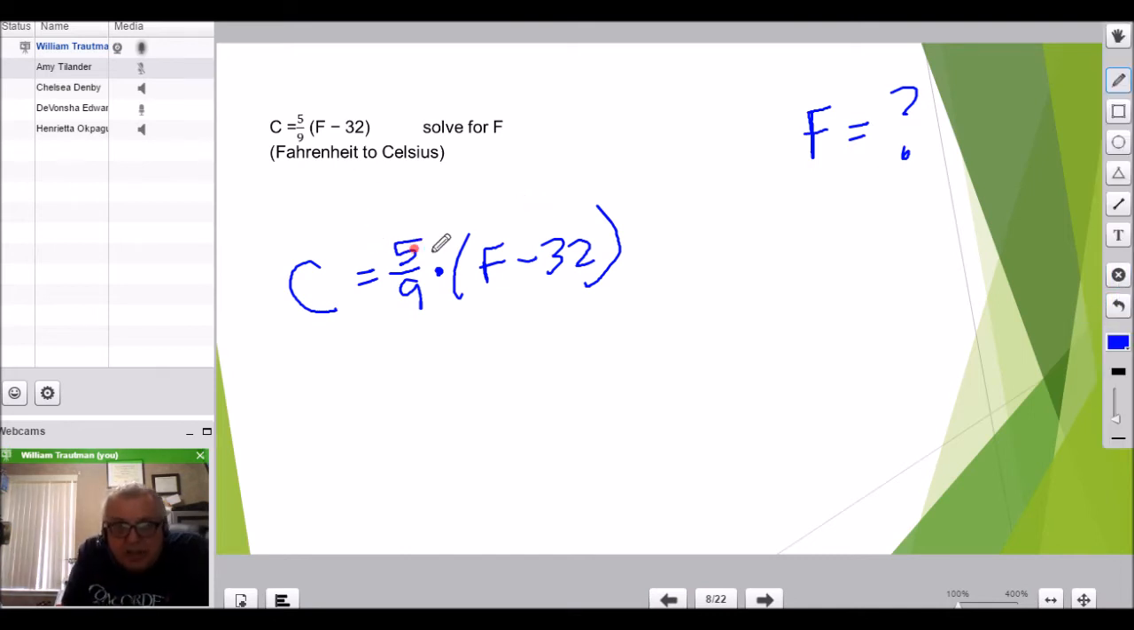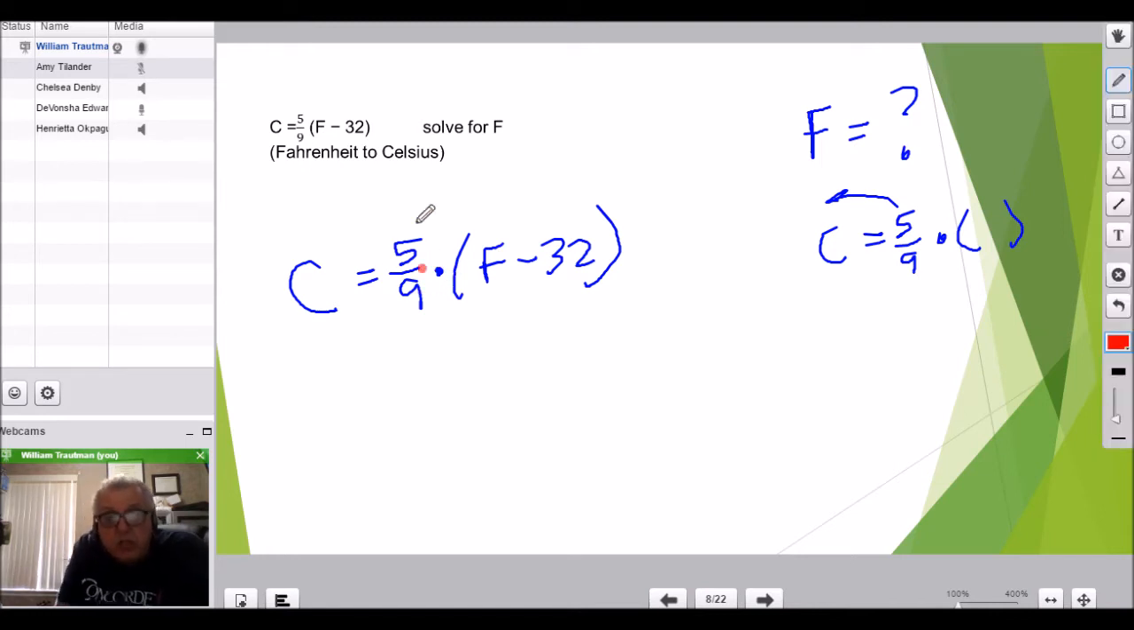You can make it look like this because it's a parentheses. So if it looks like this, which one do I take to the other side first? Just take the 5/9 to the other side first. This is how you take a fraction to the other side. You multiply it. I'm going to rewrite this with a little bit more room.